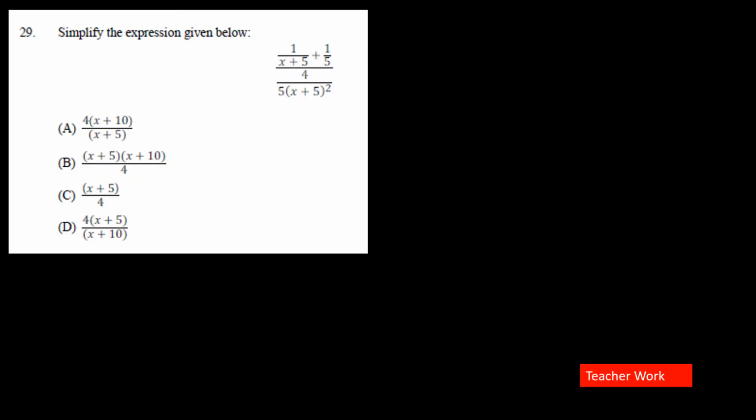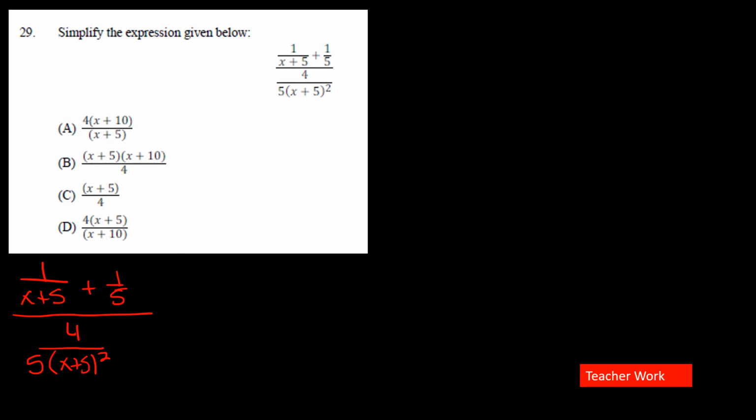Okay, here it says to simplify the given expression below. Now this one does take a little bit of time, so let's go ahead and dive right in here. So we have 1 over x plus 5 plus 1 over 5. All of that is being divided by 4 divided by 5 times x plus 5 squared. And so what we have here is a fraction divided by another fraction.